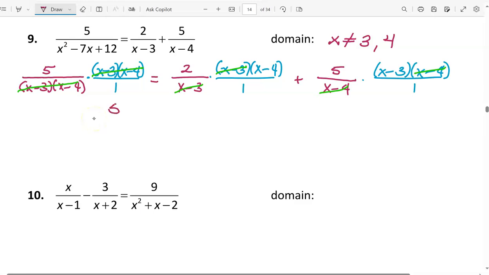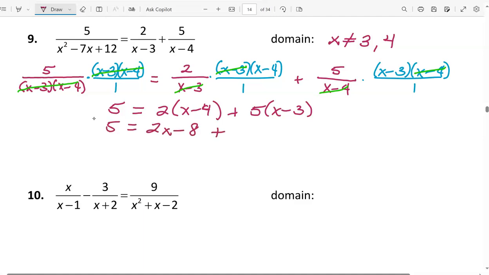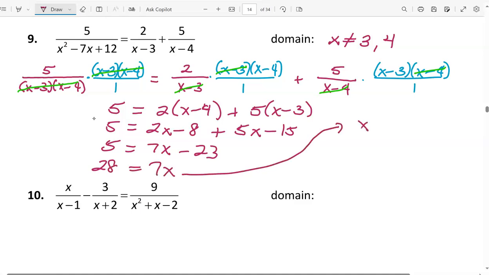The first multiplication has a result now of 5, the second of 2 times x minus 4, and the third of 5 times x minus 3. Now we can use the distributive property of multiplication over subtraction to rewrite each of the expressions on the right side, combine like terms, add 23 to both sides, and then finally divide both sides by 7 to get x is equal to 4.